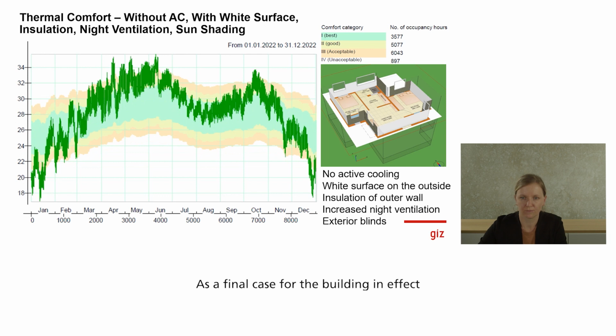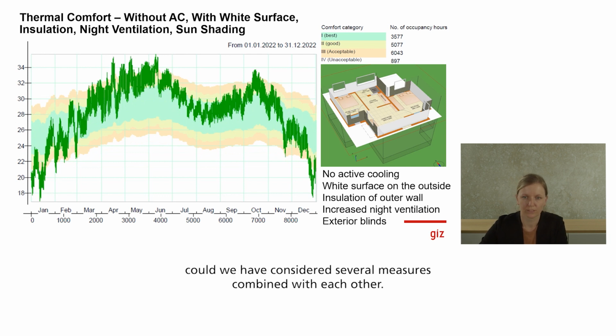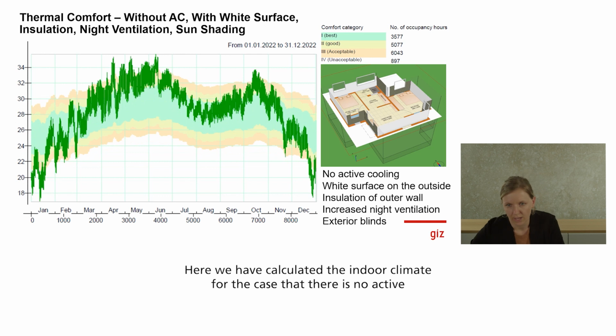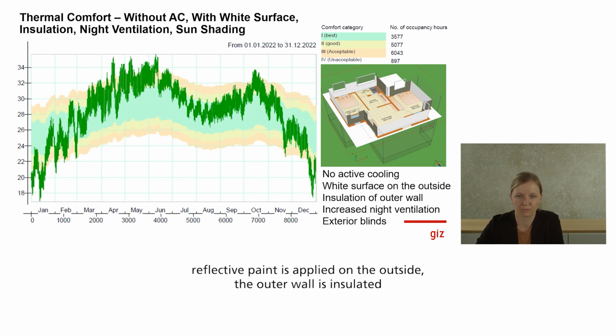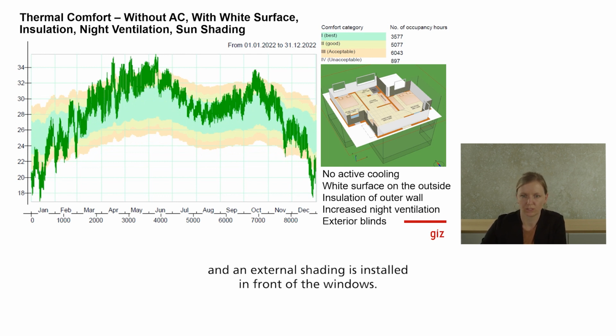As a final case for the building in Rajkot, we have considered here several measures combined with each other. Here we have calculated the indoor climate for the case that there is no active cooling, a highly reflective paint is applied on the outside, the outer wall is insulated, and an external shading is installed in front of the windows. You can see all the measures here on the right side. In addition, we also considered night ventilation in summer in this case.